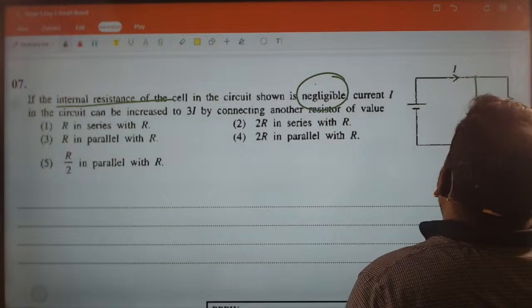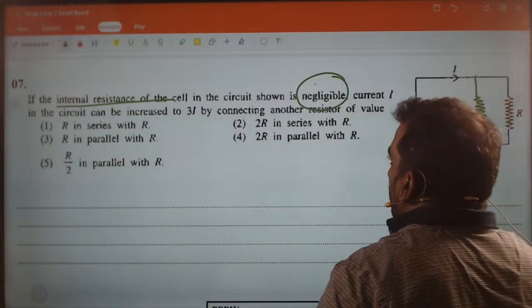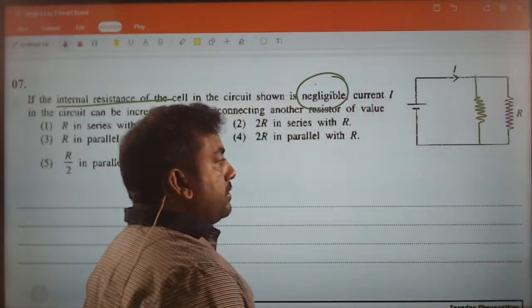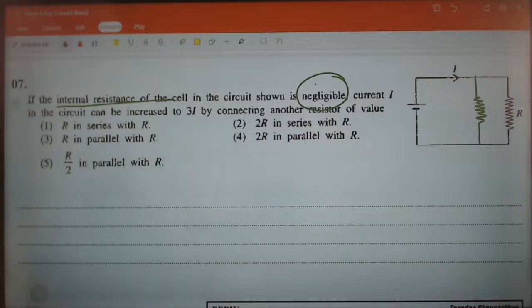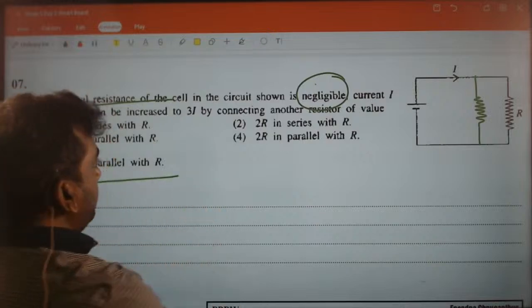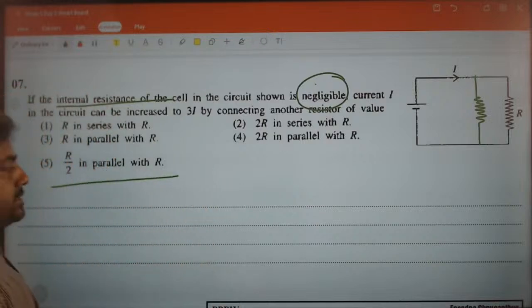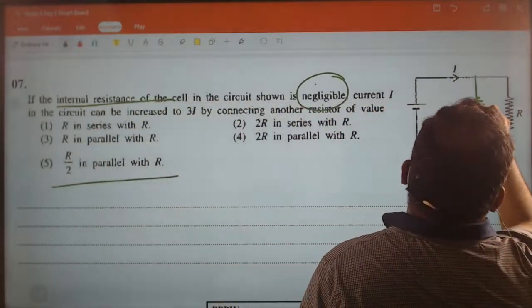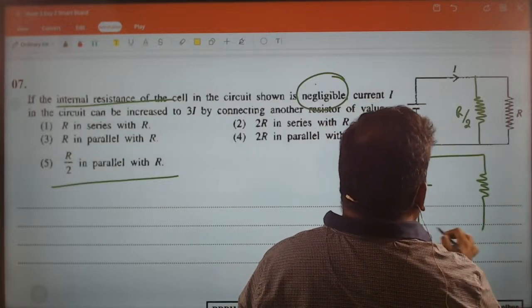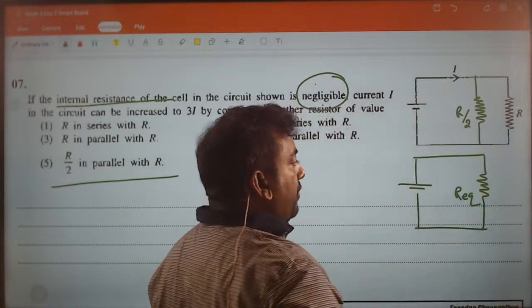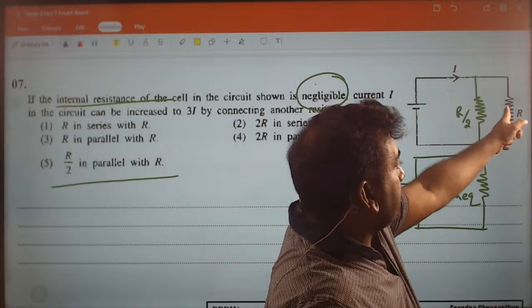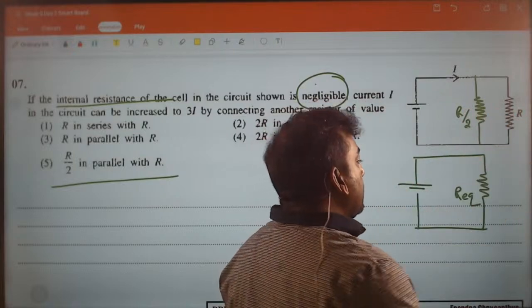If I put 2R, 2R, 2R over 3, that won't work. What about R over 2? R over 2 times R squared over 2, 3R over 2, yes. The correct answer will be R over 2 parallel with R. Correct answer number 5. The reason is very simple. If I connect R over 2 here, look at the board now. Here the equivalent resistance can be found. How do I find the equivalent resistance? I taught you a shortcut. From there, these two resistors, quickly you can say, it's R over 3.